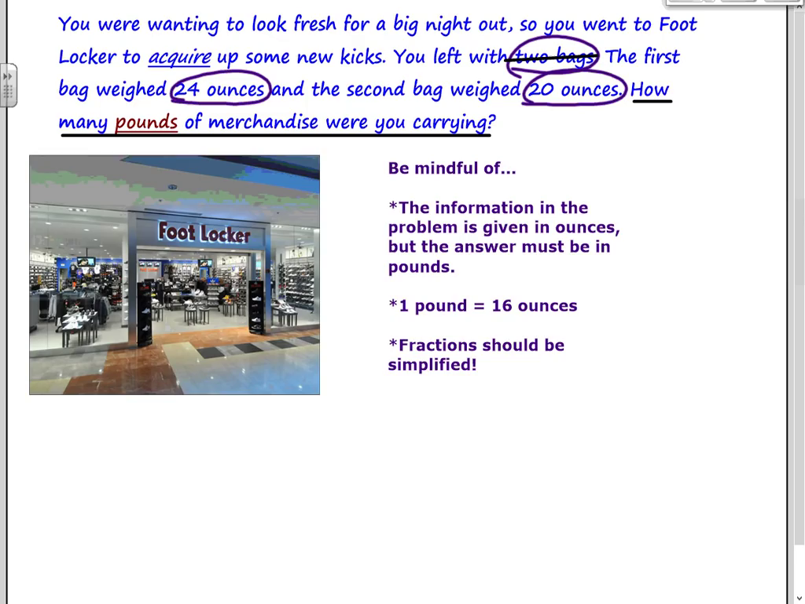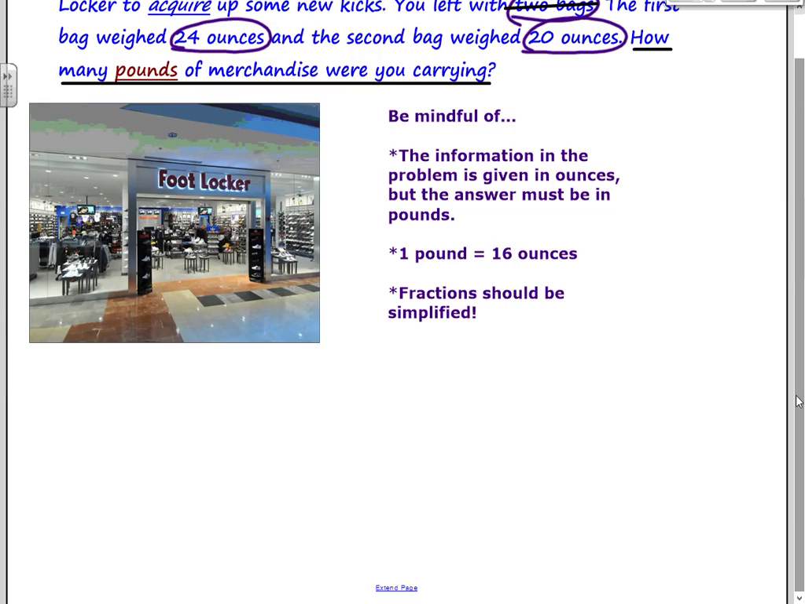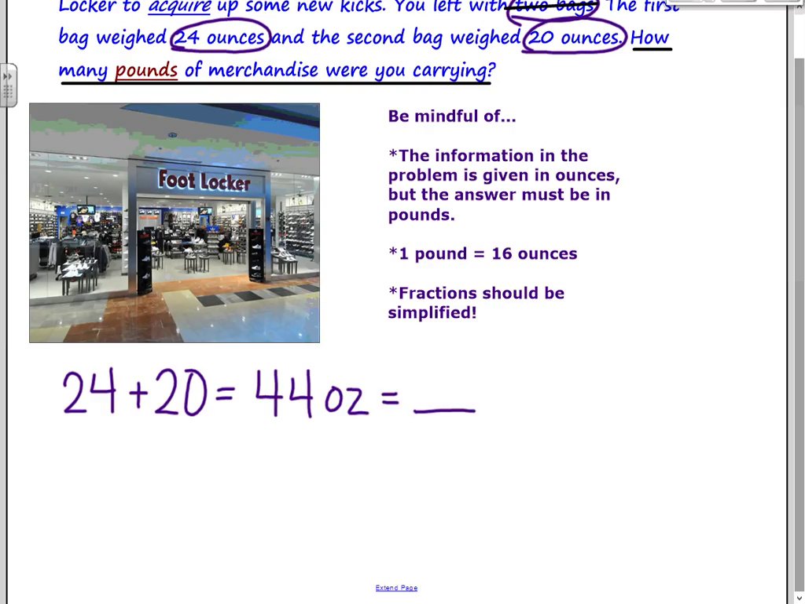Okay, so let's look at how we're going to solve this one. It says, be mindful, the information in the problem is given in ounces, but the answer must be given in pounds. You need to remember that 1 pound equals 16 ounces. So the first thing we need to do is find out how many total ounces there were. There were 24 in one bag plus 20 in the other bag, and that gives you 44 total ounces. We want to know 44 ounces equals how many pounds. Our conversion is 16 ounces equals 1 pound.